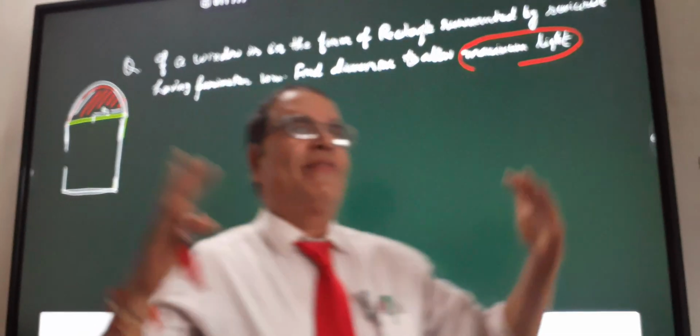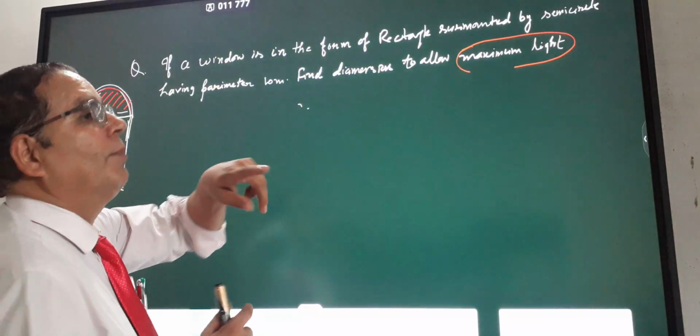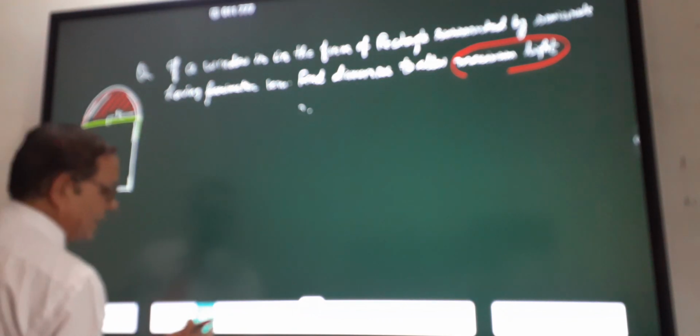So to let the maximum light enter the window, the area of that window should be large. As far as the area is maximum, the light admitted inside the room from the window will be maximum. So here we have to form the function for maximum light, that is, maximum area. So the area of this window is given here.